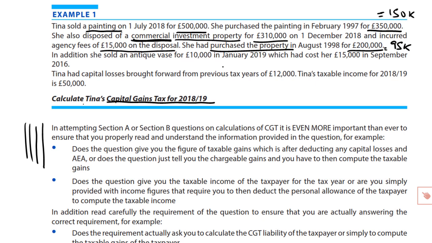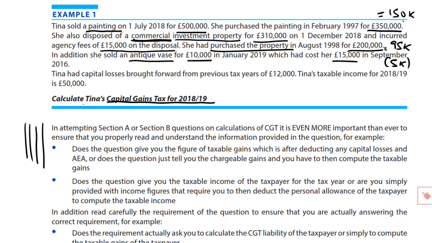One further transaction, not so much involved, but this time it's an antique vase, so again a normal investment asset, not a residential property. So all of these gains will be treated the same. So we'll be doing one CGT calculation on the overall net taxable gains of the tax year. But what is different about this one, sold it for £10,000, cost £15,000. So this time we are looking at a loss of £5,000. So we will put those figures together to work out the net gains of the year.